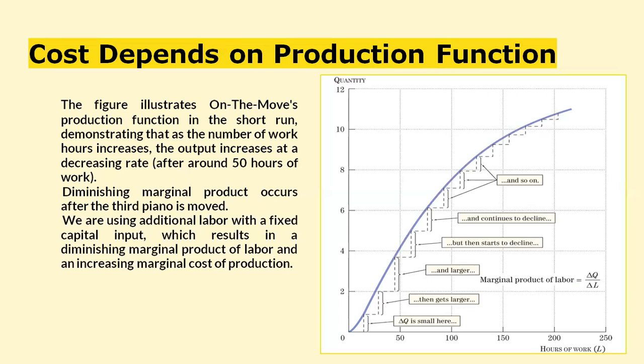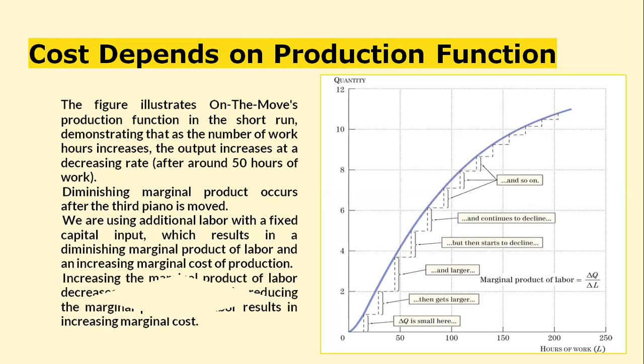We are using additional labor with a fixed capital input, which results in a diminishing marginal product of labor and an increasing marginal cost of production. Increasing the marginal product of labor decreases marginal cost, while reducing the marginal product of labor results in increasing marginal cost.